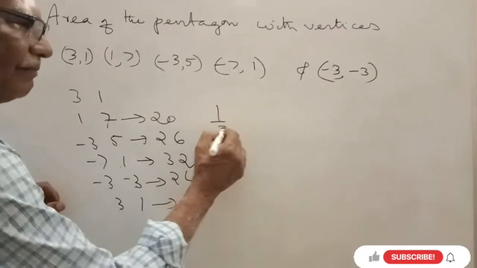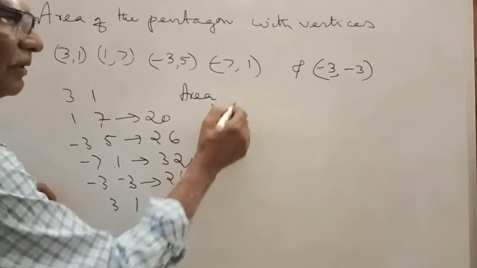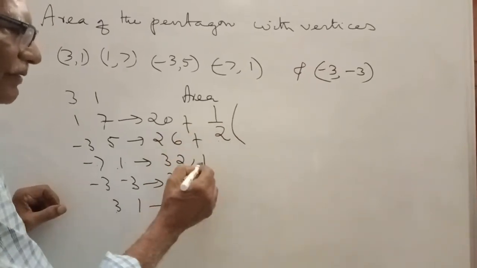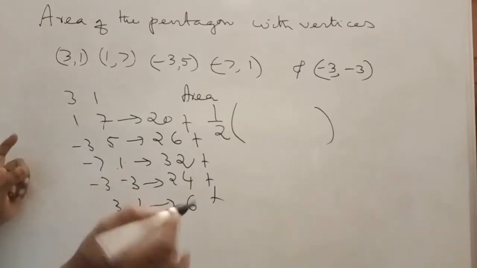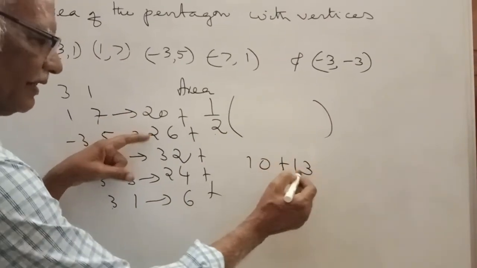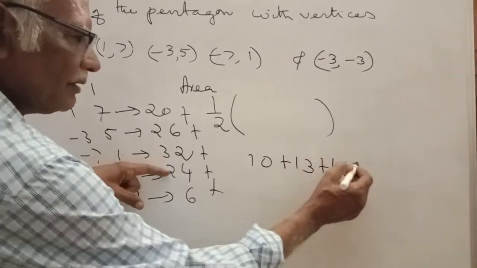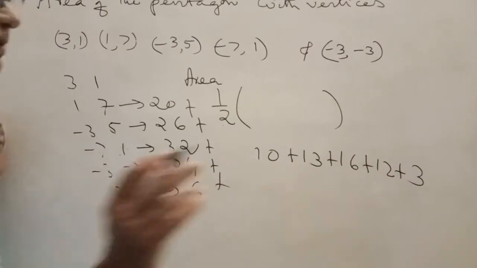And the area is half the sum of these. So we see the area comes there. So actually this is 20, half is 10, plus 13, plus 16, plus 12, plus 3. It can be worked out.